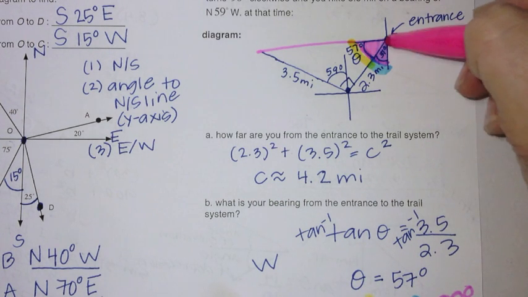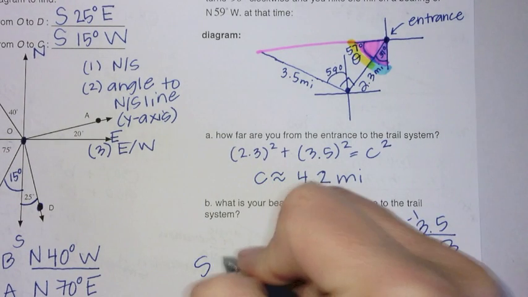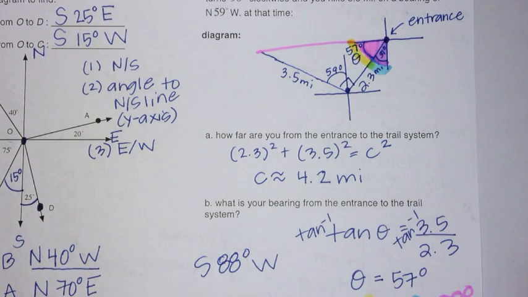So can I go from here to there and make it 88 degrees? Yes. So I actually am going south 88 degrees west. And that's it.